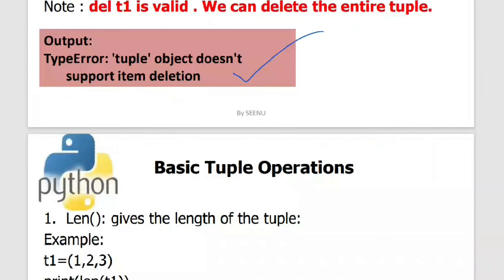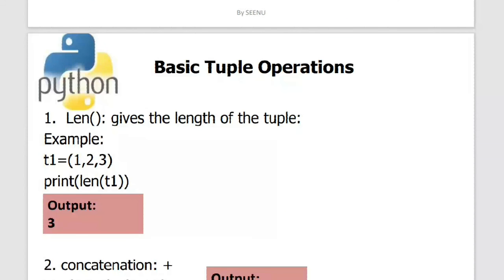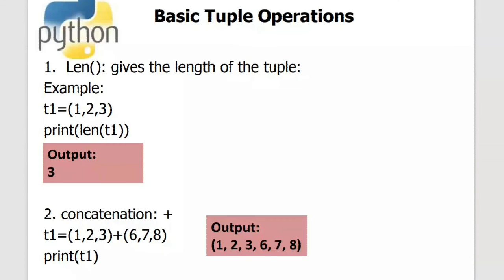Now let us look into the basic operations that are performed on tuples. The first operation is the len operation. The len operation will give the number of elements, or the length, of the tuple. Here there are 3 elements, so the length of the tuple is 3. Is it clear, girls? Are you following me? Yes, ma'am.